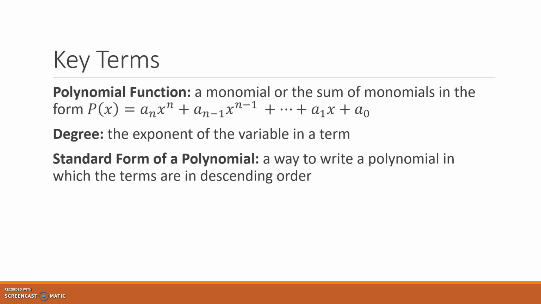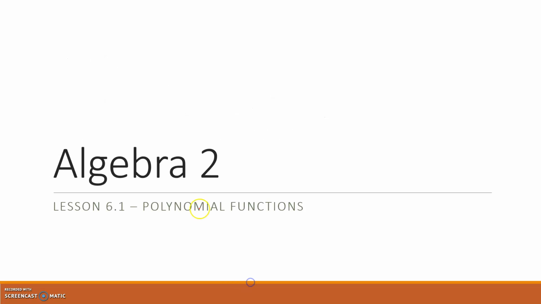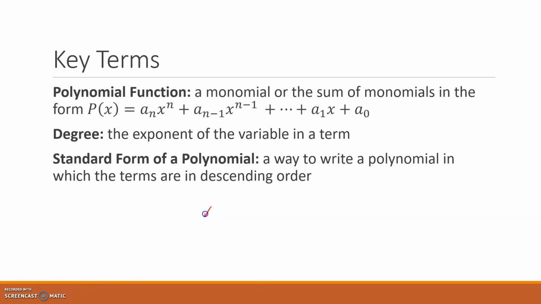Standard form is just a way to write a polynomial where the terms are in descending order, thinking about their exponents. So for example, this would not be standard form because the x squared and the x should be flip-flopped. We need to put the exponents in descending order. So the correct way to write it would be to do this. And so this is standard form. Pretty much we're always going to write our polynomials in standard form.